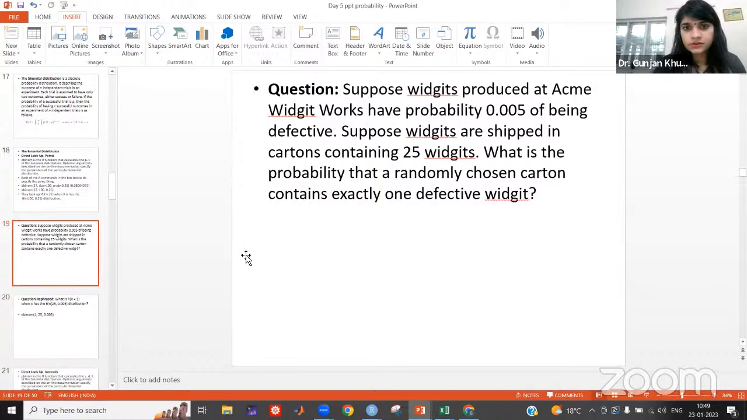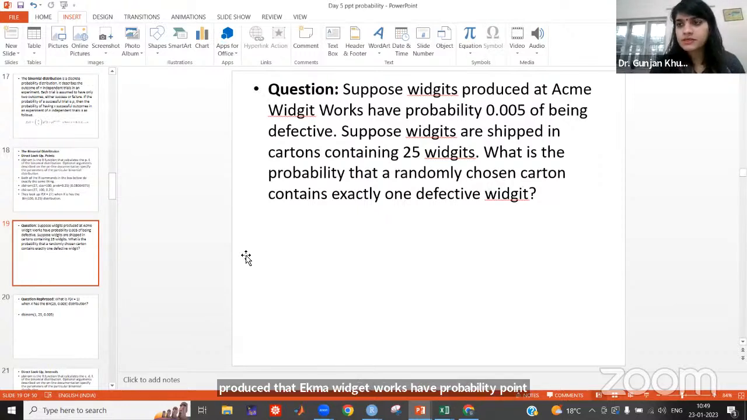Suppose this is a question. Widgets produced at Acme Widget Works have probability 0.005 of being defective. So if capital X is the number of defective widgets, then small p is 0.005. Suppose widgets are shipped in cartons containing 25 widgets. What is the probability that a randomly chosen carton contains exactly one defective widget?